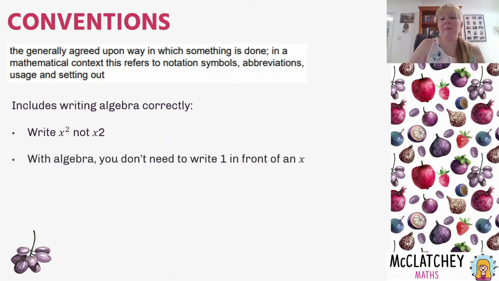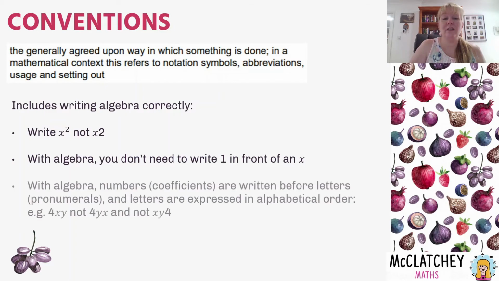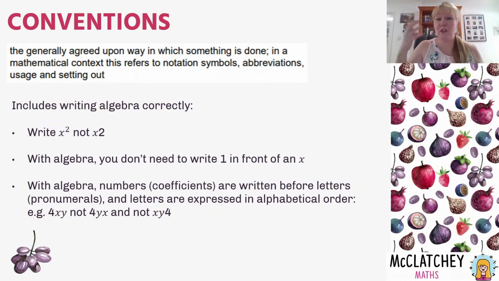With algebra, we typically don't write a 1 in front of our x's. That's what's also known as a convention. We usually put our numbers first, and when we're using algebra, the coefficient, which is our number that goes out the front, goes out the front, and then we put all of our letters, which are our pronumerals, in alphabetical order.